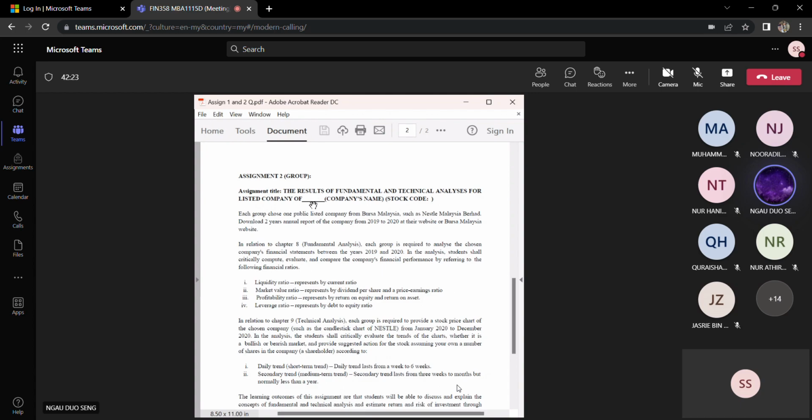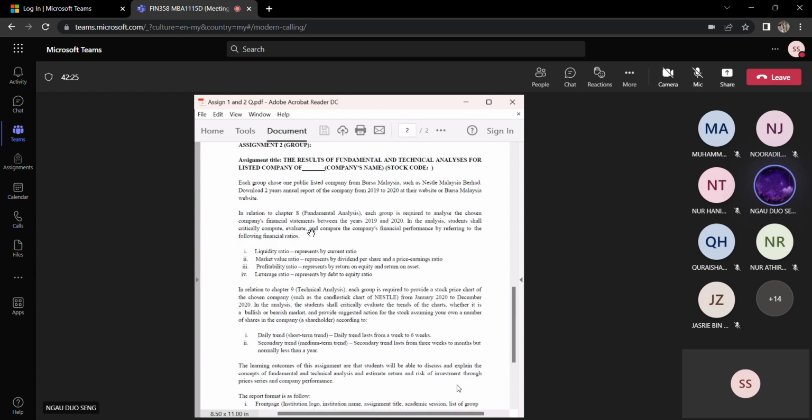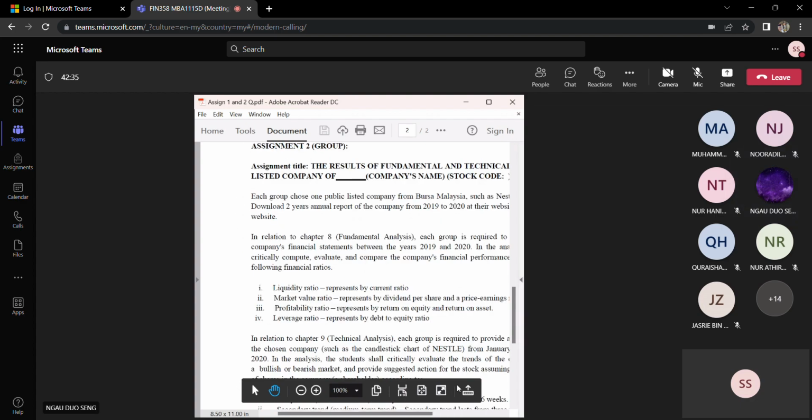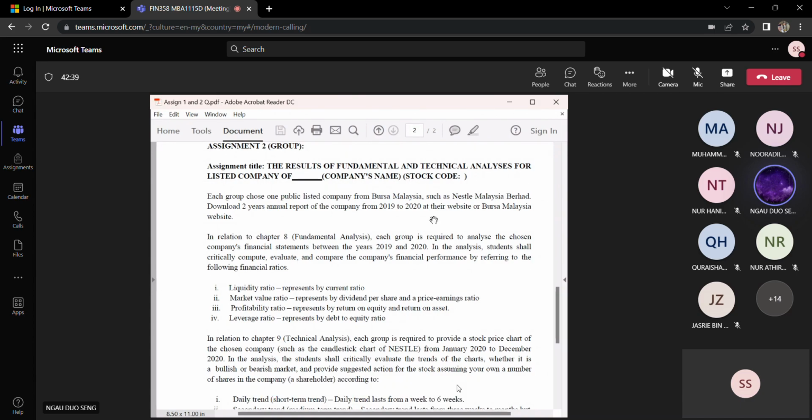So you choose one company with a stock code. Each group chooses one public listed company from Bursa Malaysia, such as Nestle Malaysia Berhad, and downloads 2 years of annual reports for the company from their website. Instead of year 2000, you change it: we take the latest, 2020 and 2021.